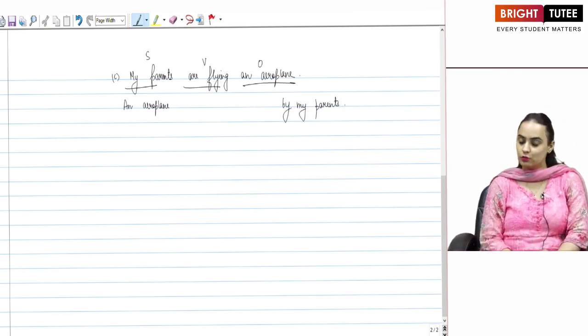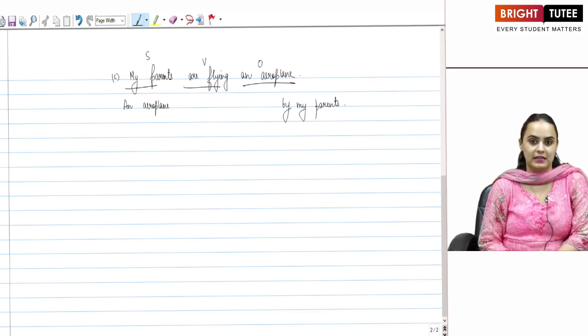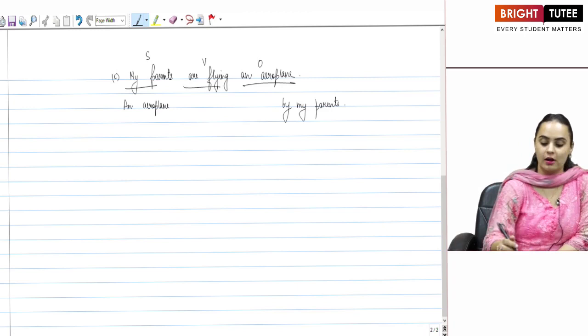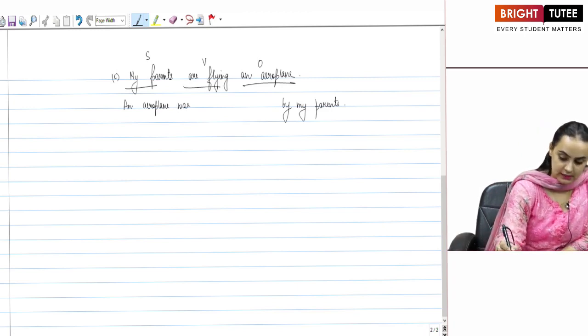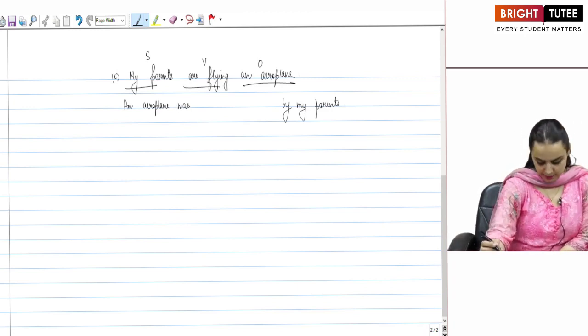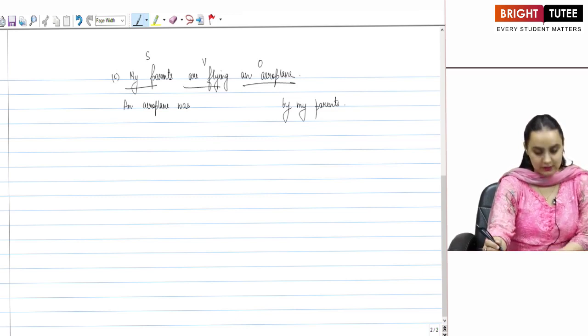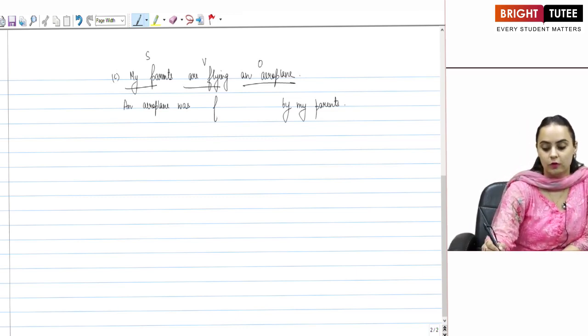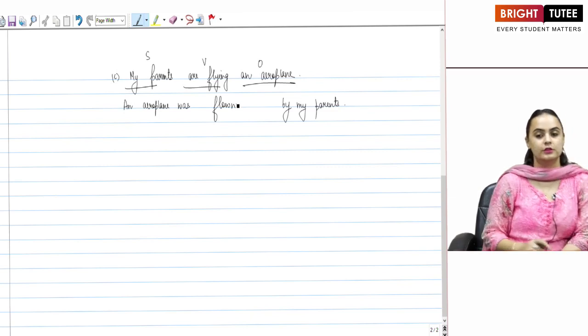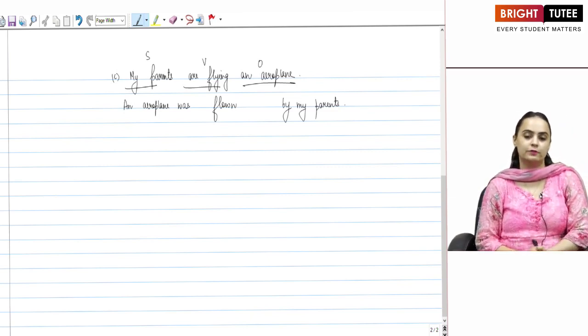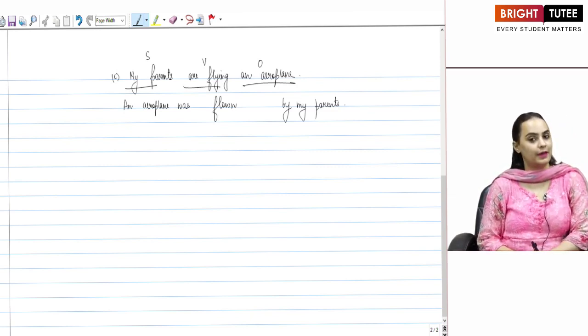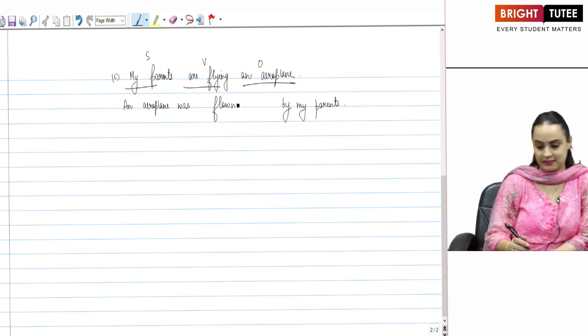Now let us change the verb. An aeroplane. Is it singular or plural? It is certainly singular. What do we write with a singular subject? Was. Flying. What is the past tense of flying? Flown. So an aeroplane was flown by my parents. Next.